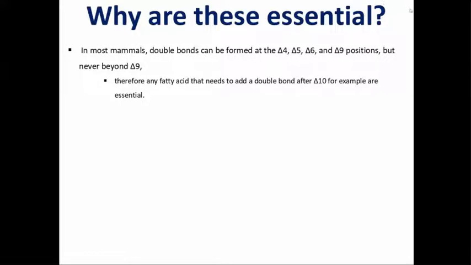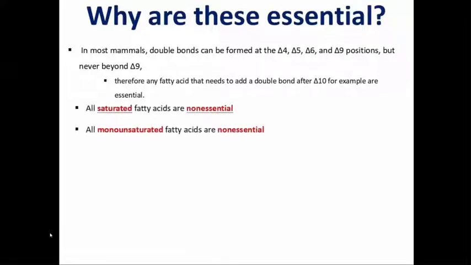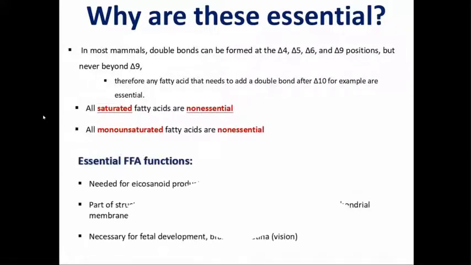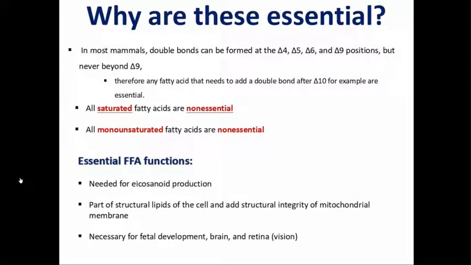Why do we say essential fatty acids? Because our body lacks what? Desaturase. Desaturase is an enzyme which adds double bonds. Our body lacks desaturase, which adds double bonds beyond carbon number 9. That makes a fatty acid essential or not. All saturated fatty acids are non-essential. All monounsaturated fatty acids are non-essential as well.